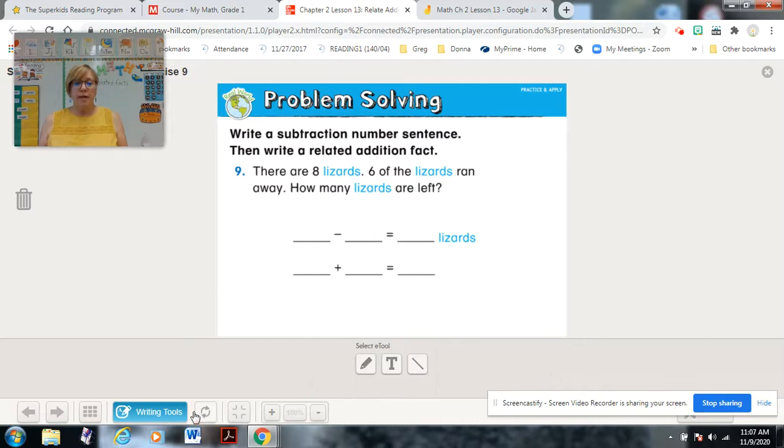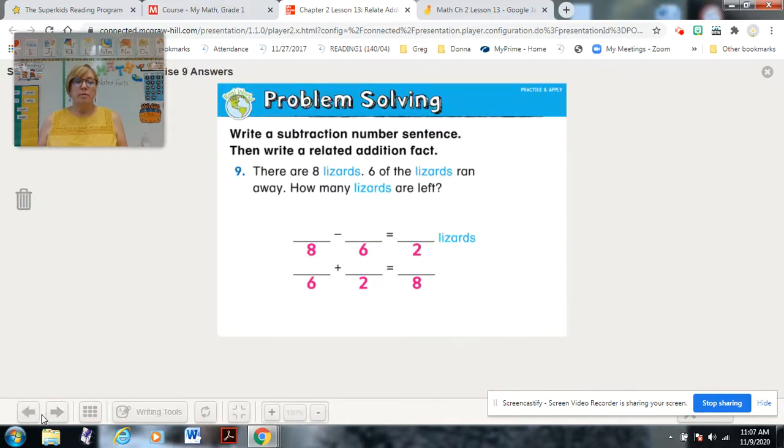Let's check. All right, and remember, if you did 6 plus 2 equals 8, that's fine. If you did 2 plus 6 equals 8, that's fine. They didn't tell us which addend to begin with, so you're fine. Either one is correct. As long as your sum is the number 8, you're fine. Okay.